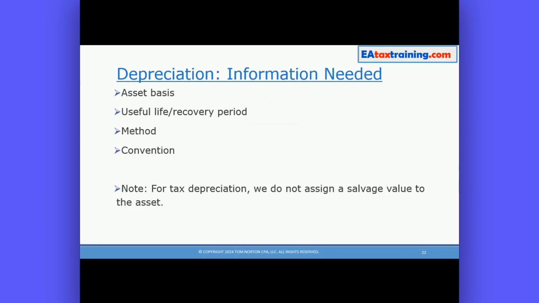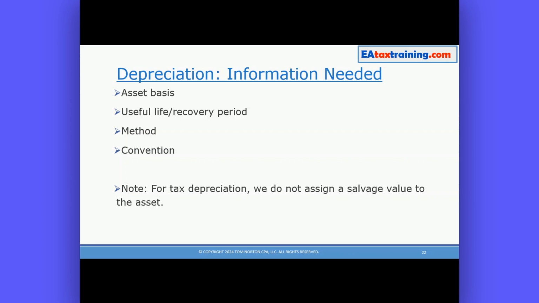What information do you need to compute depreciation expense? Well, you need the basis of the asset. You need to know its useful life or recovery period. You need to know the method of depreciation that you're going to use. And you need to know something called a convention, which we will talk about. Now, note, for tax depreciation, we do not assign a salvage value to the asset.